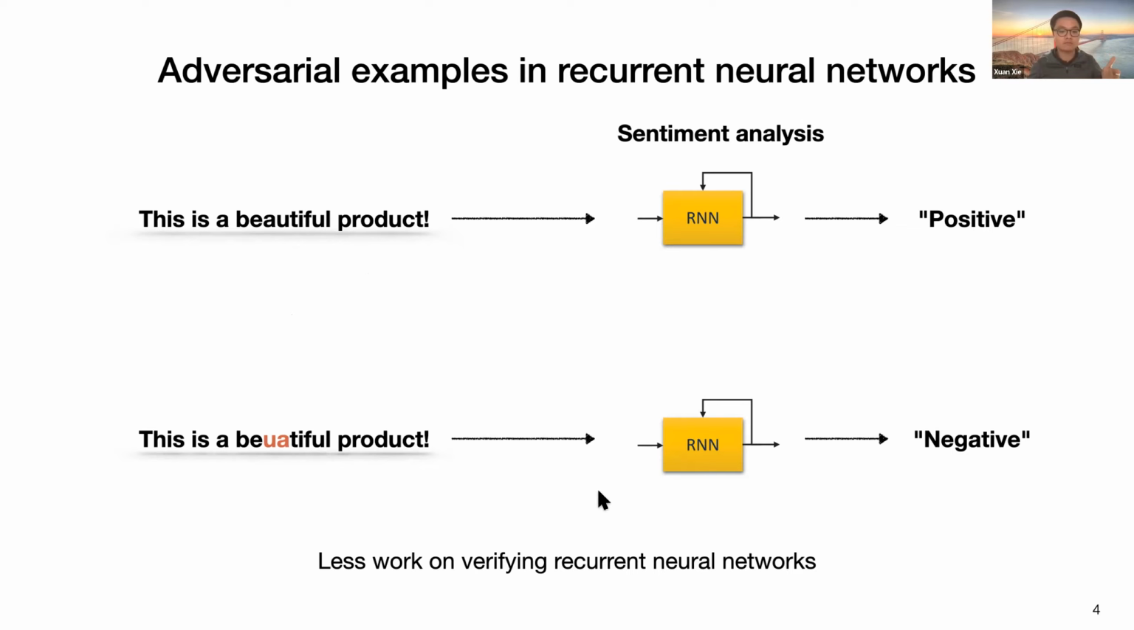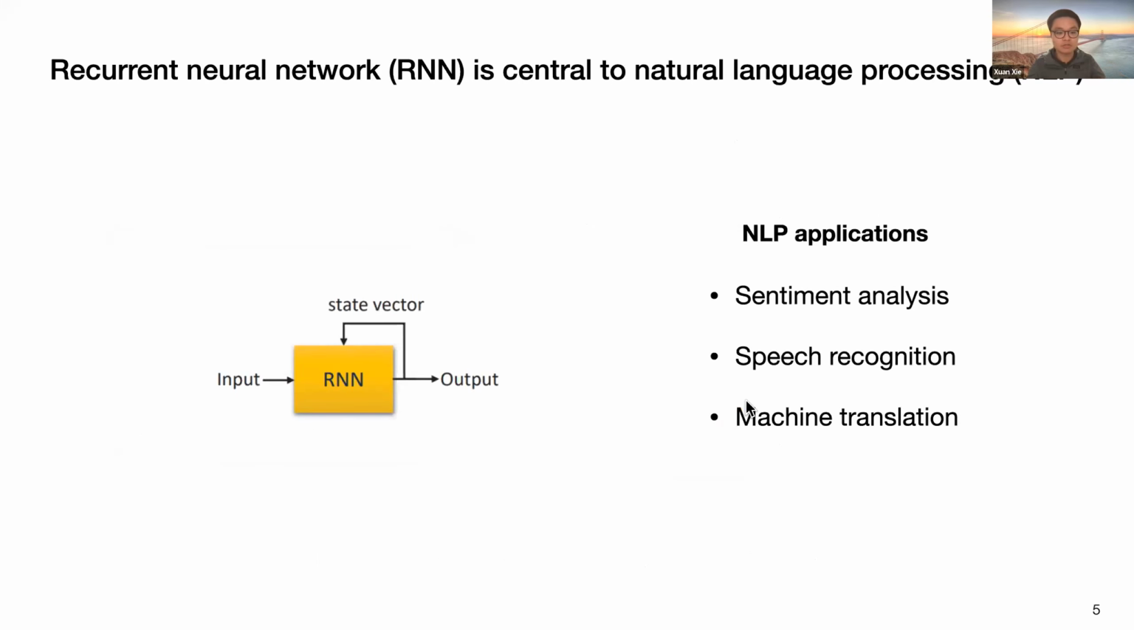Different from the work on feed-forward neural network, our work is on RNN. So let me introduce a recurrent neural network with more details. A recurrent neural network, RNN for short, is a class of artificial neural network where connection between nodes form a directed graph along a temporal sequence. RNNs can use the internal state to process variable length sequences of inputs. And it is central to natural language processing tasks like sentiment analysis, speech recognition, and machine translation.